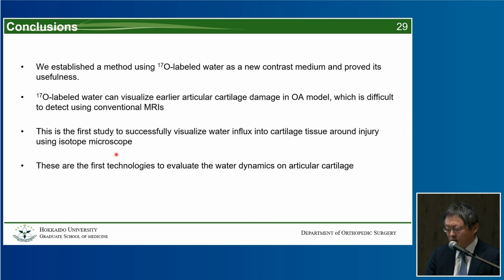So, in conclusion, we established a method using 17O labeled water as a new contrast medium and proved its usefulness. 17O labeled water can visualize earlier articular cartilage damage in the OA model, which is difficult to detect using conventional methods. This is the first study to successfully visualize water influx into cartilage tissue around injury using isotope microscope. These are the first technologies to evaluate the water dynamics on articular cartilage.